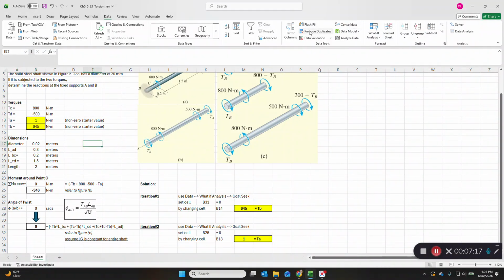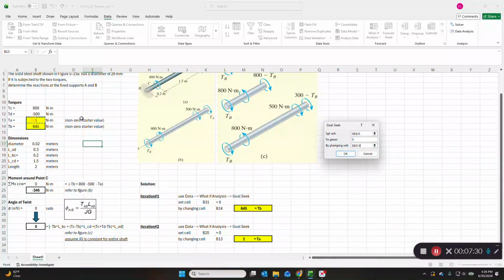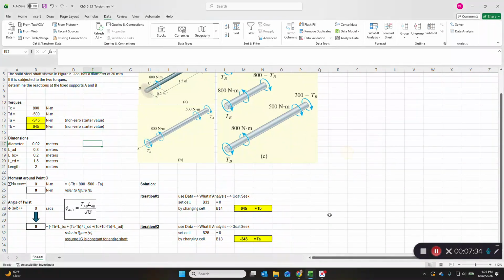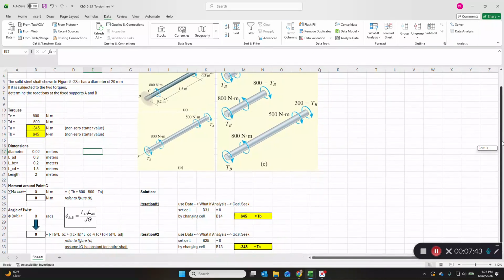So we can go back to What-If Analysis, Goal Seek, and we're going to set cell B25. So we're going to click on B25, that's this, equal to a value of 0 by changing the torque A, T_A. Click OK, and we get that. So we get minus 345. Okay, so those are the solutions to this particular problem using Excel Goal Seek What-If Analysis. We probably could have used Solver in this case and not had 2 iterations and just done it in 1 step.